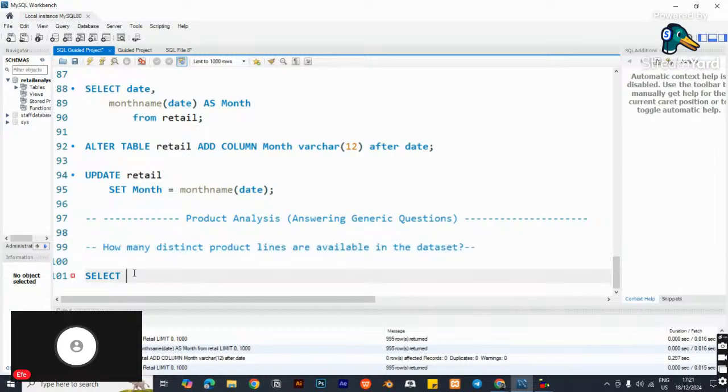Remember, that's why I said most of these things we've been doing are building blocks. When you hear the words distinct product line, how many, it suggests that it's a count we're going to do. And when you think of count, what category of SQL commands comes to mind? Is it DDL? Is it DML? Is it DQL? Is it DCL?